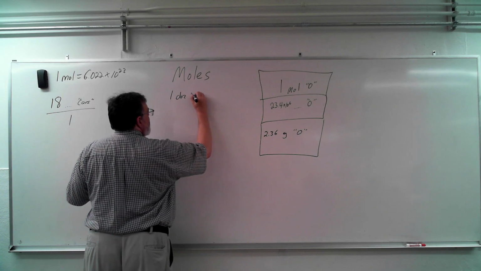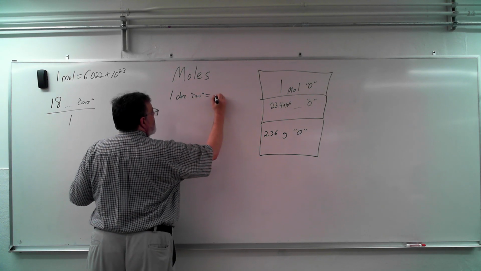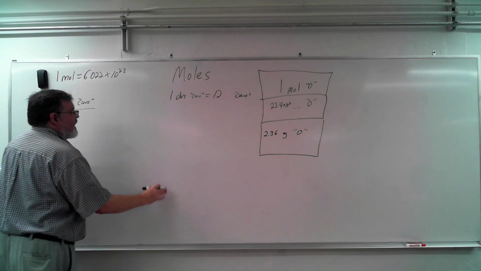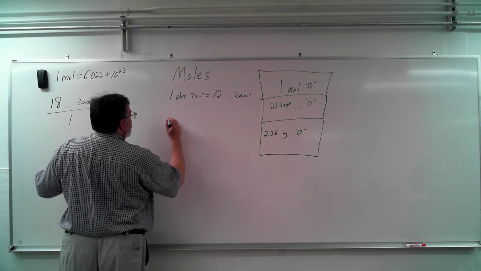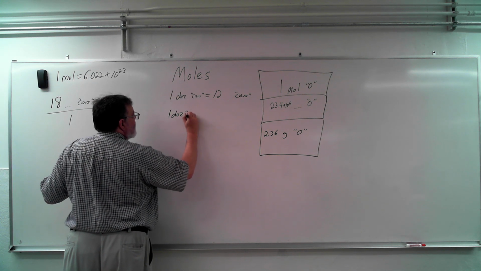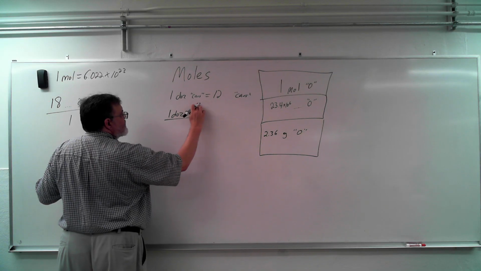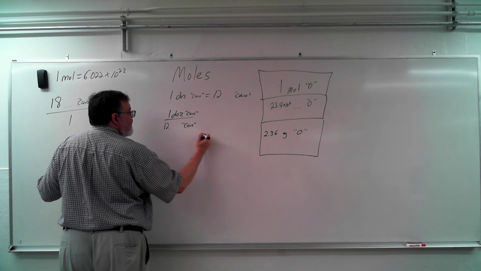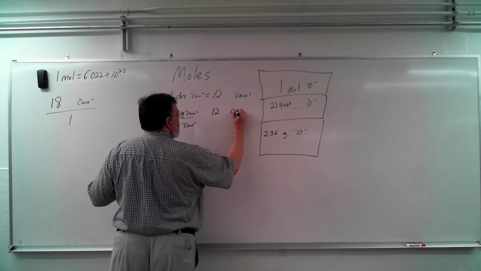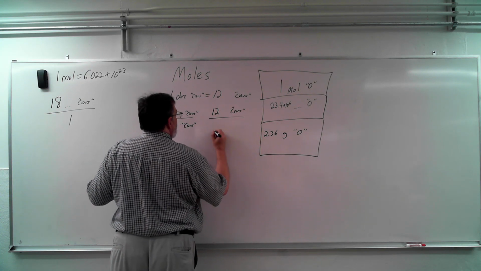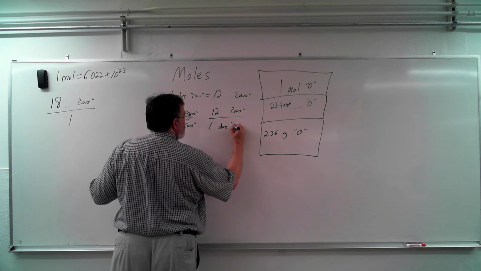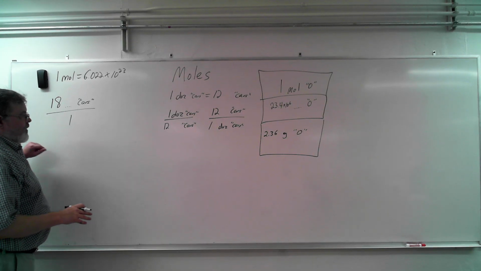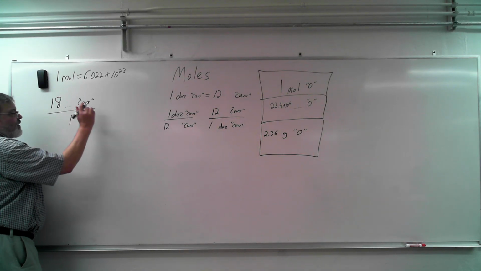1 dozen, and I'll say cars, equals 12 blank cars. I'm going to use that to solve this. 1 dozen cars, and I'll put down here 12 blank cars. Or I'm going to use it this way, 12 blank cars on top, and 1 dozen cars on the bottom. So this is just this flipped over. If you want the units to cancel, you're looking for blank cars to be down here.